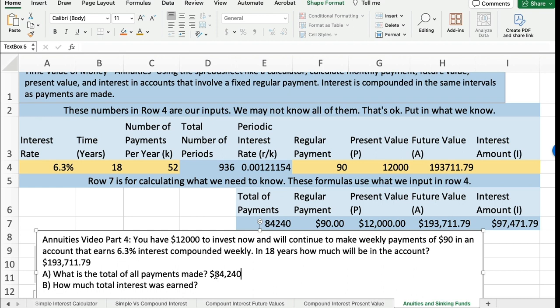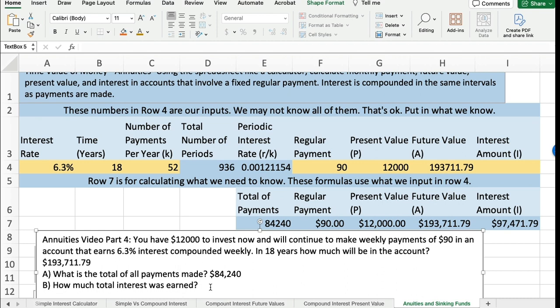Which seems like a bargain given what the value of our account is actually going to be in 18 years. Given that the interest rate is not as high as previous problems that we've done, this seems like a really good situation. And it kind of highlights the point that if you have money to invest upfront, do it. Put as much in upfront as you can, because it will earn interest for a longer period of time.